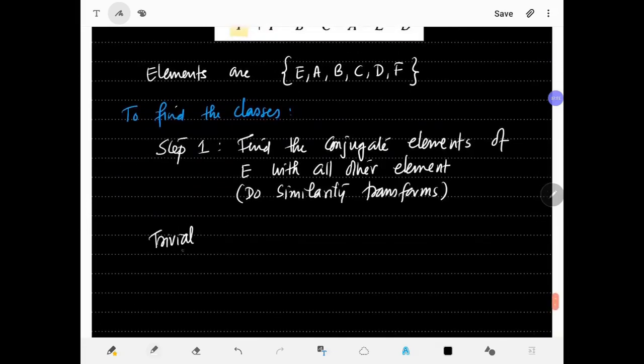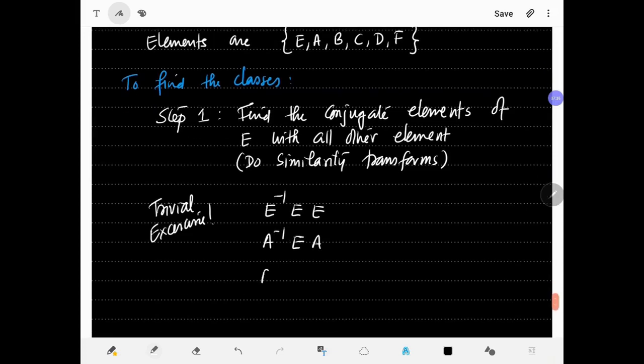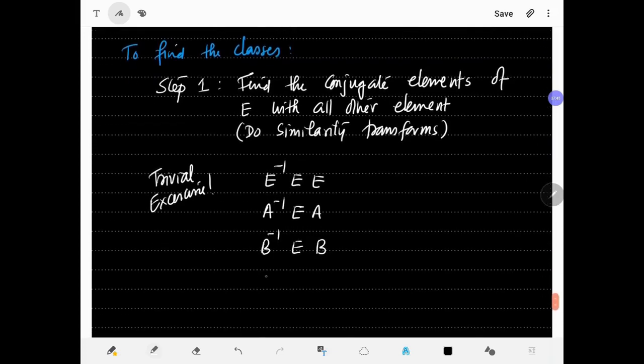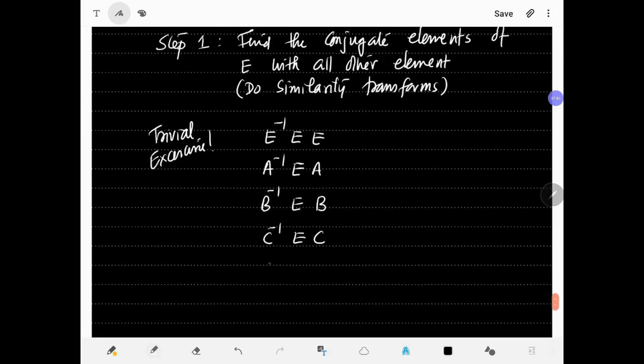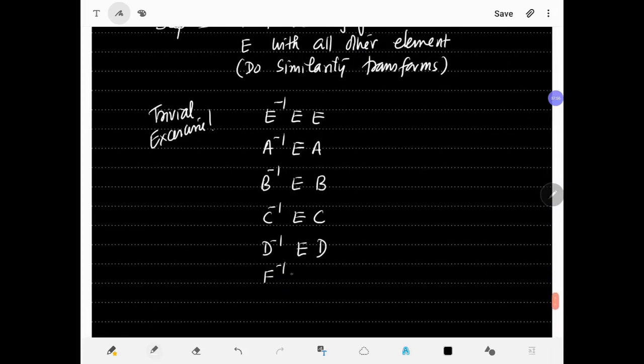And doing this is a trivial exercise because the element is identity, so the combination becomes much simpler. What you have to do is take E inverse E, then find A inverse E A, that is with the second element. Do the same thing with the third element B, fourth element C, fifth element D and sixth element F. And this E is sandwiched between an element and its inverse. All calculation leads to the identity element.